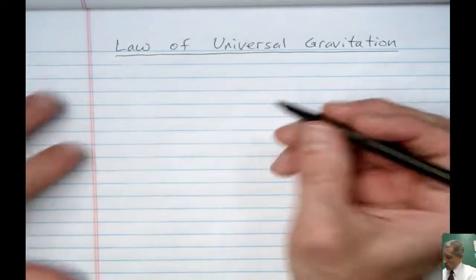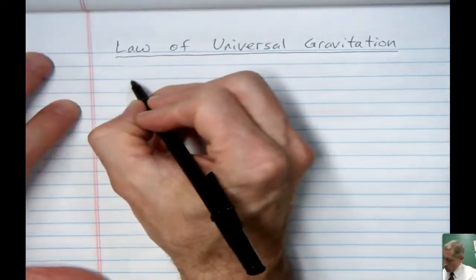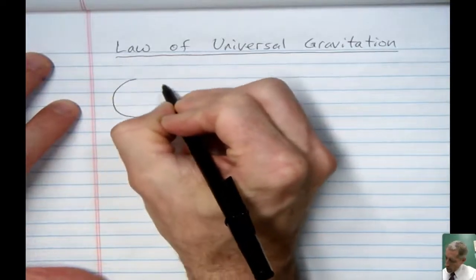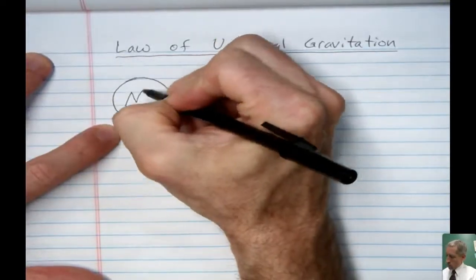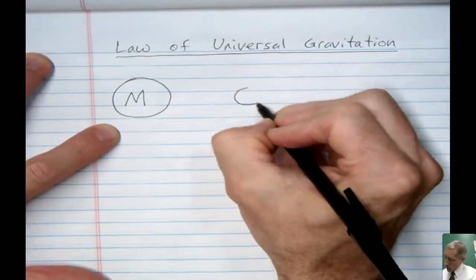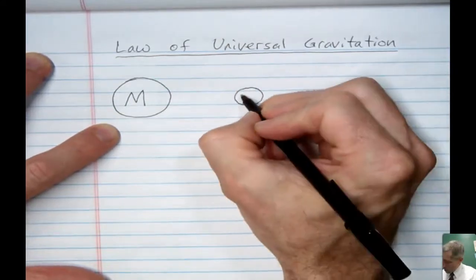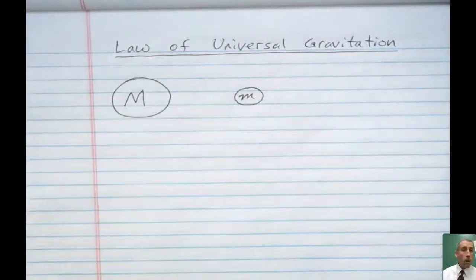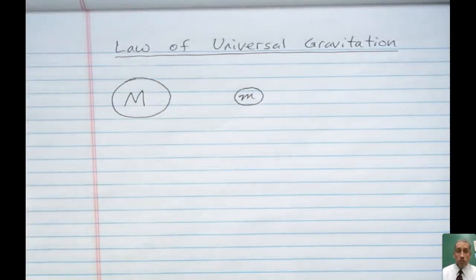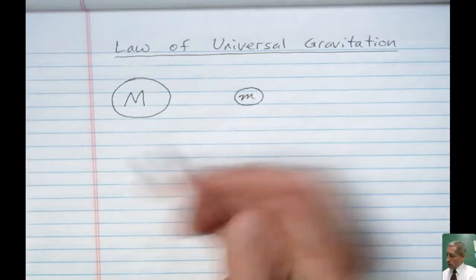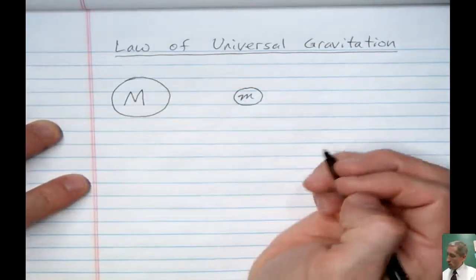So just to give you a graphic of what was discovered, if we have any two masses, and I'm going to distinguish them in size, but they could be the same size, they could be the same kind of object. It doesn't matter what they are. They could be planets. They could be stars. They could be little specks of dust. They could be people. And I'll give one a capital M and one a little m.